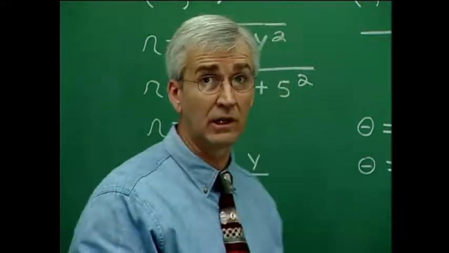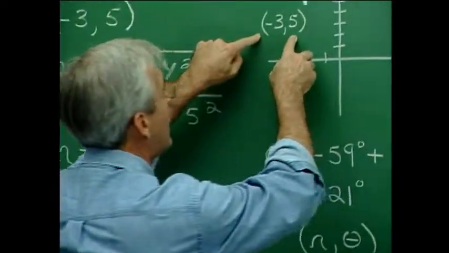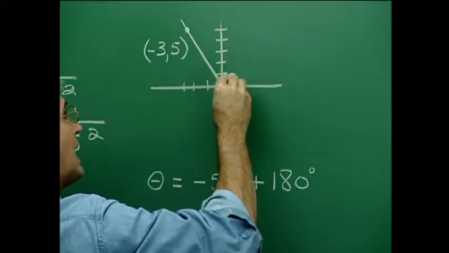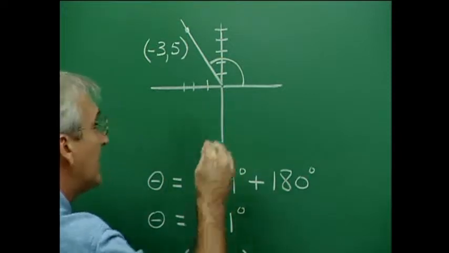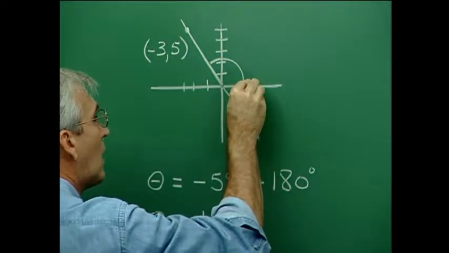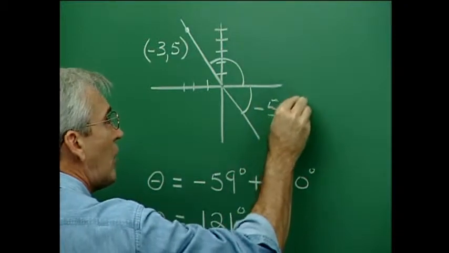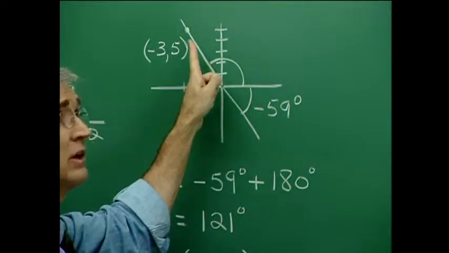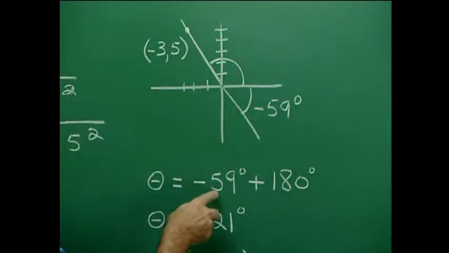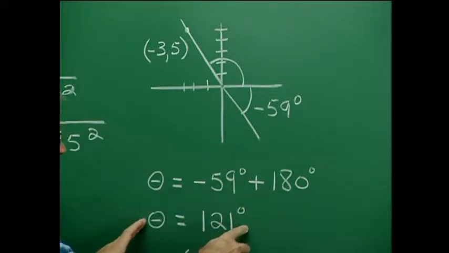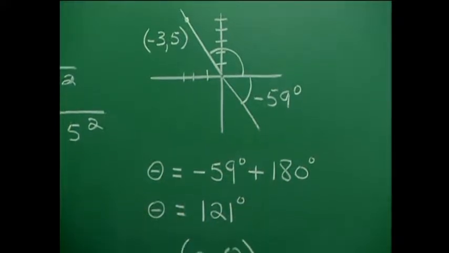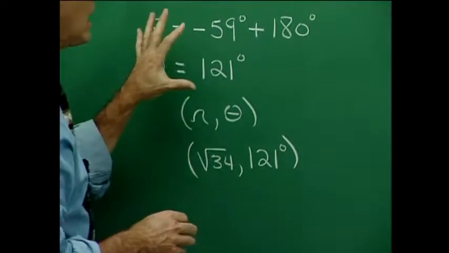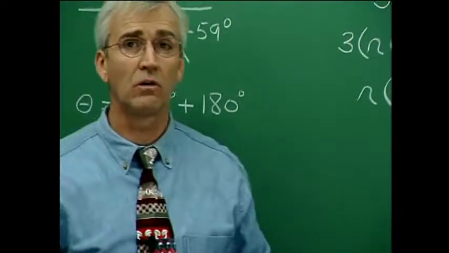Now, in this problem, that's the dilemma that occurs. The point (-3, 5) is in the second quadrant, so what we're really looking for is an angle theta like this. But what we calculated is an angle theta down here. We calculated this to be -59 degrees. So what we have to do to accommodate the situation is just take this -59 degrees and add 180 degrees, you see, to point us in the right direction. So -59 degrees plus 180 is 121 degrees, and in the (r, theta) form, our point is (the square root of 34, 121 degrees). So we have to be careful when we go from rectangular form to polar form.